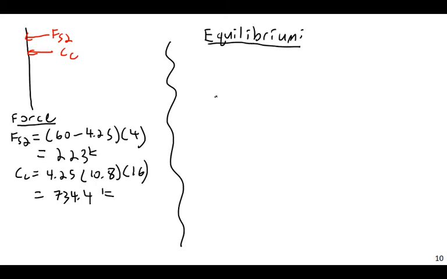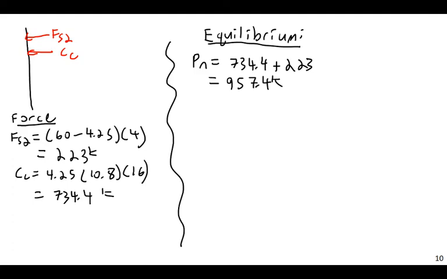Then we apply equilibrium, a sum of forces. I can just say the nominal axial capacity, Pn, is 734.4 plus 223, and that comes to 957.4 kips.